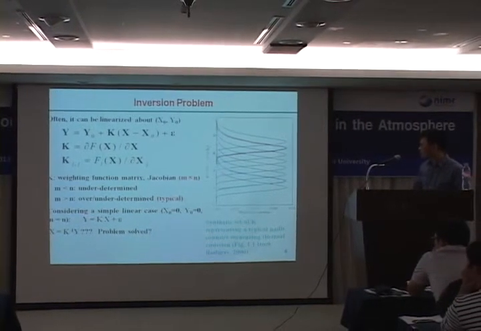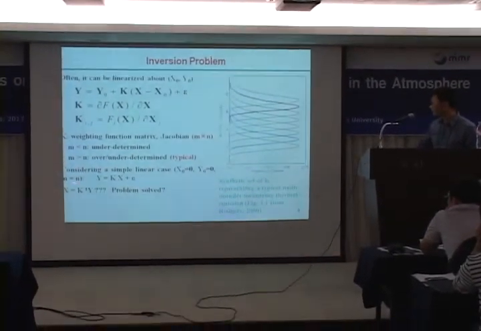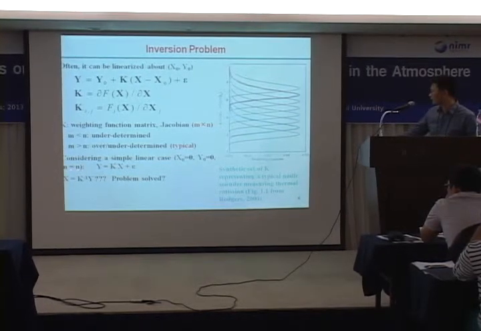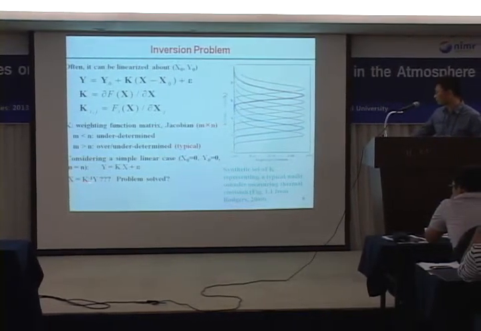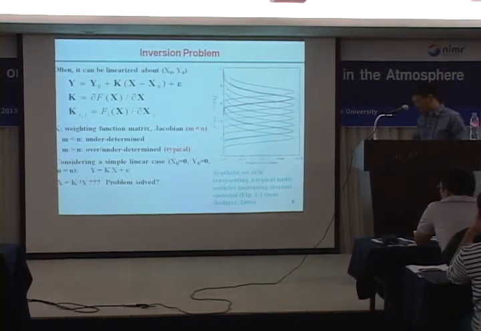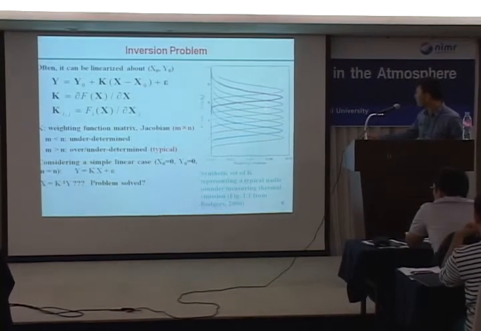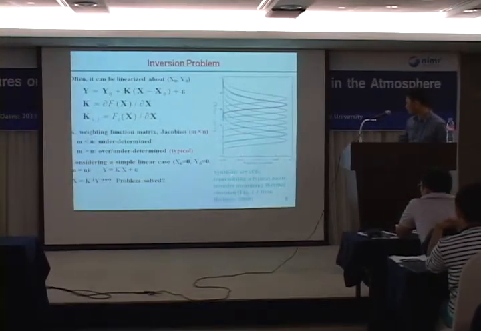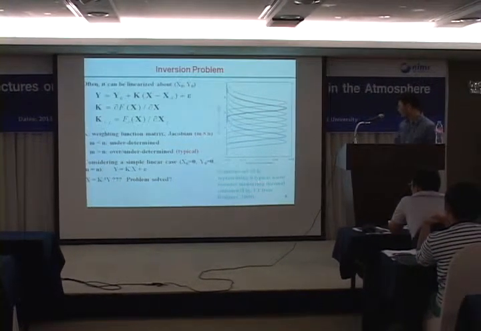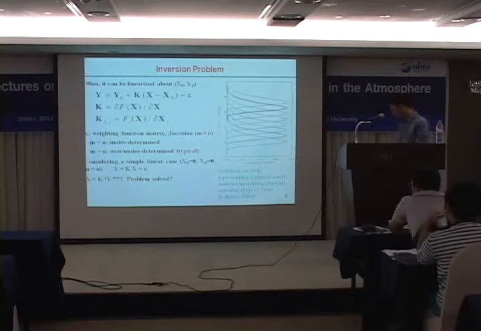Just consider a simple linear case. Assume x naught, y naught is 0. Then we can have this equation. And also assume m equal to n. Then we just need to invert this K matrix. Does that just solve the problem? Oh, by the way, this is just a synthetic weighting function matrix from Rodgers' book. So this is a typical nadir sounder measuring the thermal emission.